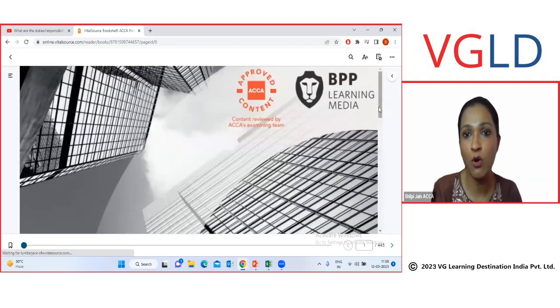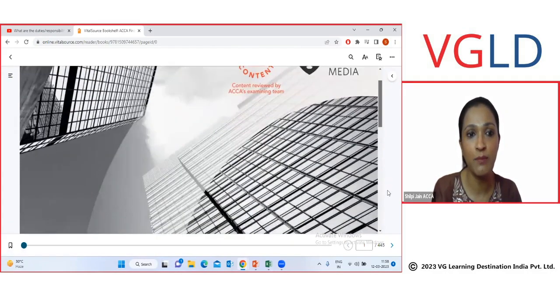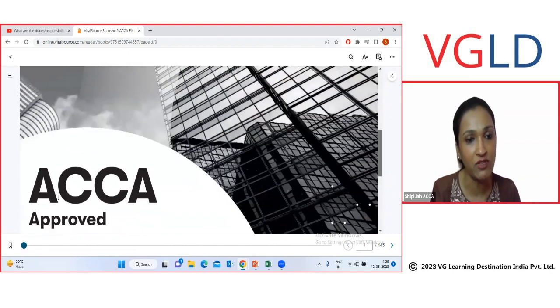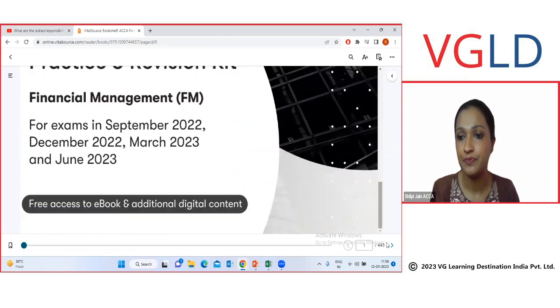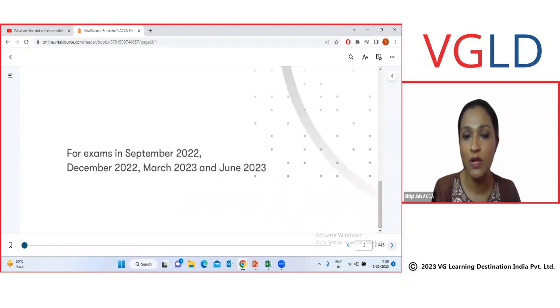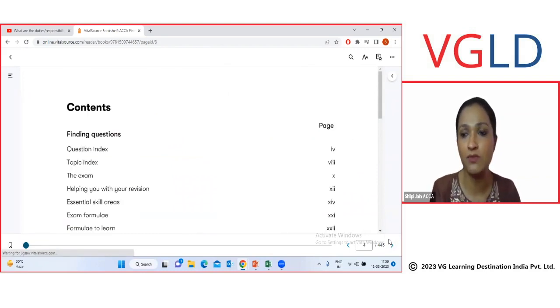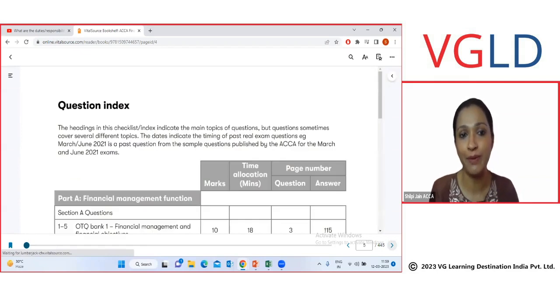So we are covering all the questions from your workbook, and this is the approved practice and revision kit, which is going to be applicable for your attempt, which is obviously June 2023, right? So this is our recent workbook, which we need to do. Now, this has very beautifully broken down questions chapter wise, which is going to help us do simultaneous question practice.